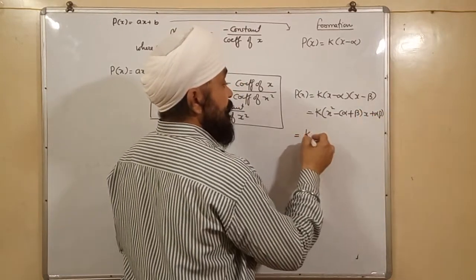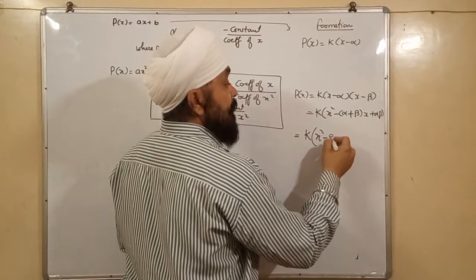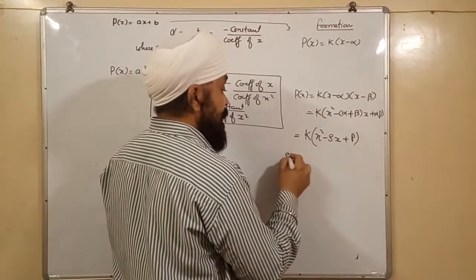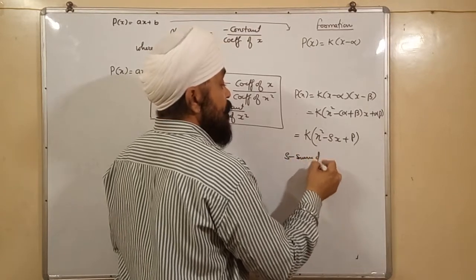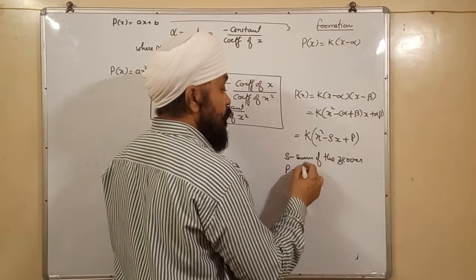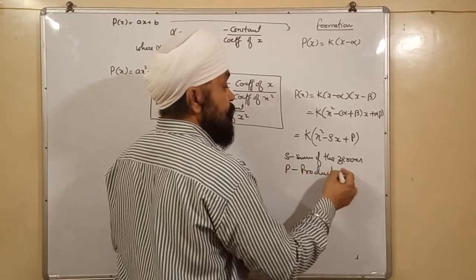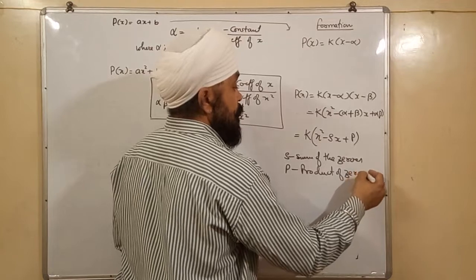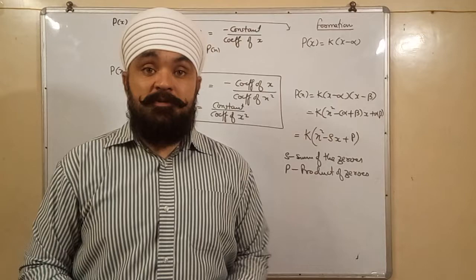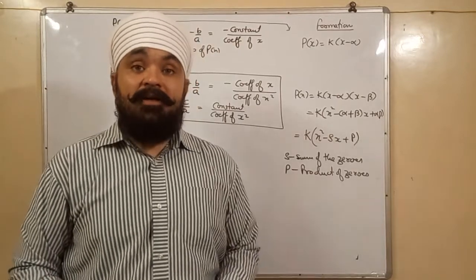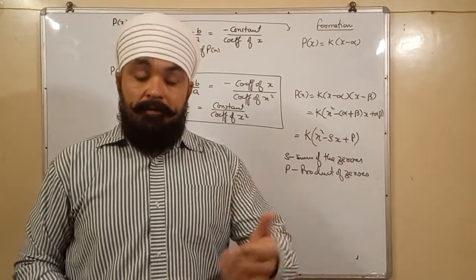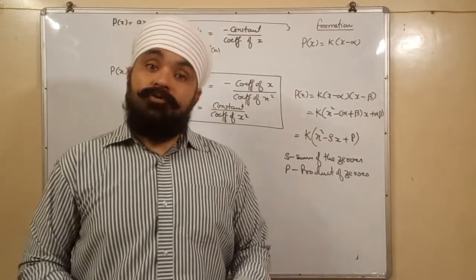So this one we can write as k(x square minus s x plus p), where s is the sum of the zeros and p stands for the product of the zeros. So this was all about the topic that we were planning to take in this particular lecture. That is the relationship between the zeros and the coefficients of the polynomial. So that's all.